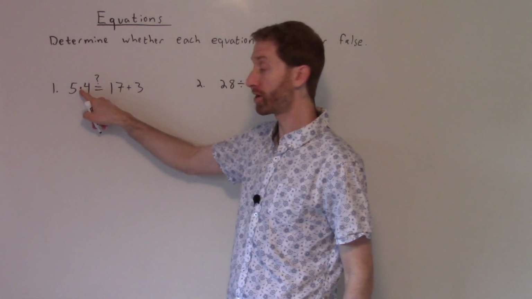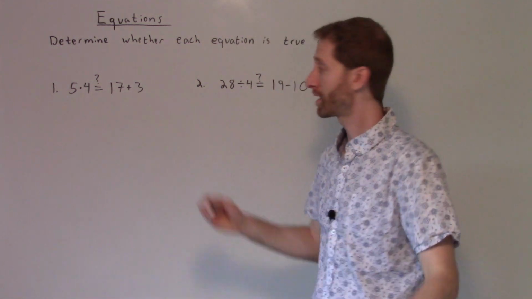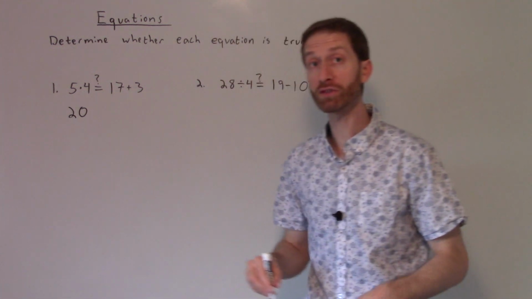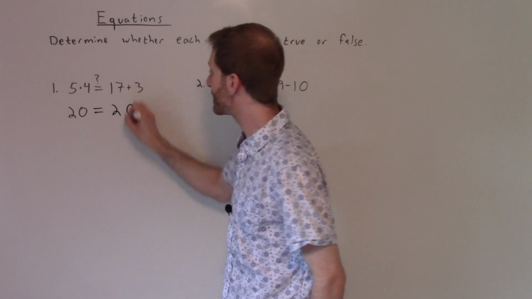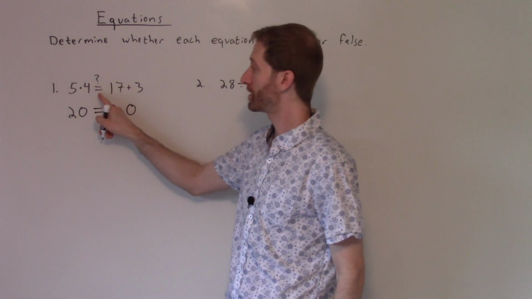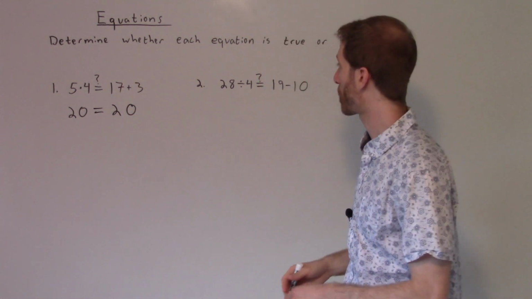I'm using a dot notation here for multiplication. That's the same as a little tiny x. 5 times 4 is 20. And 17 plus 3, that is also 20. So we can say that this is a true equation because 5 times 4 is equivalent to the value of 17 plus 3. 20 equals 20.